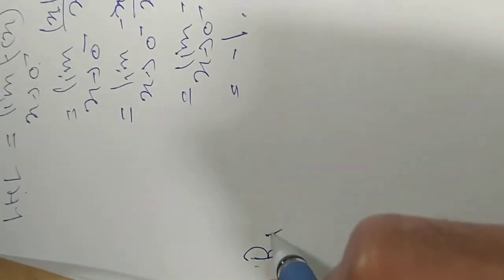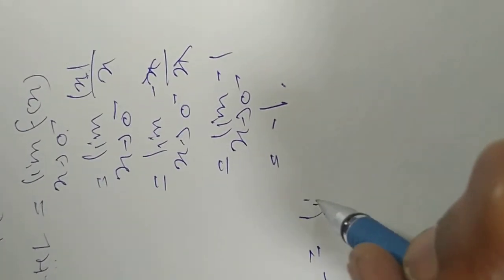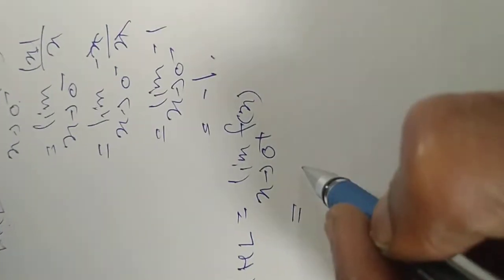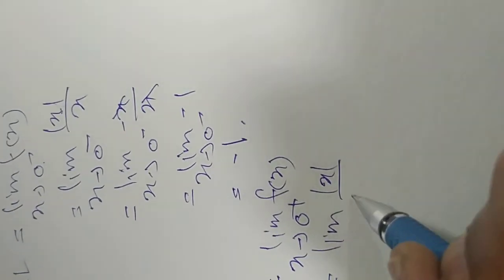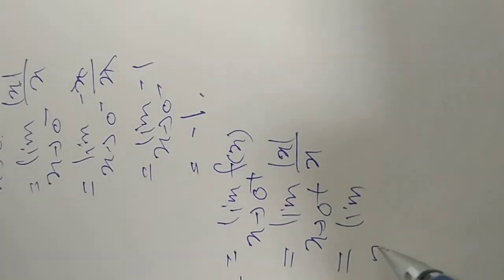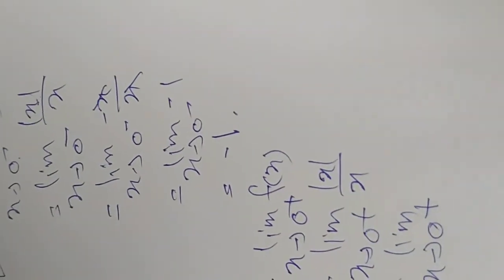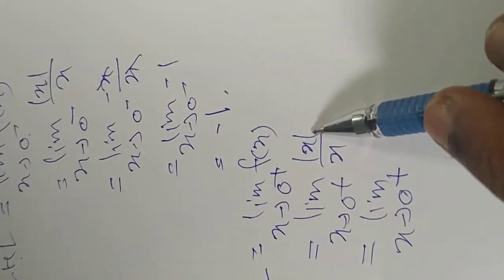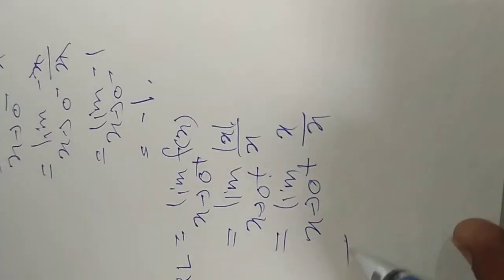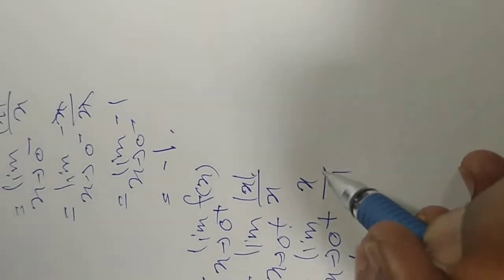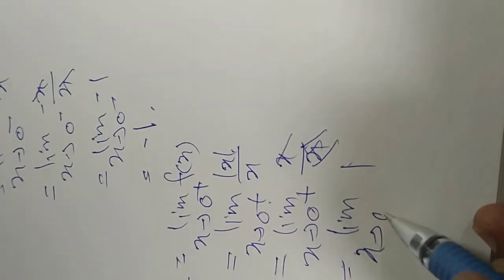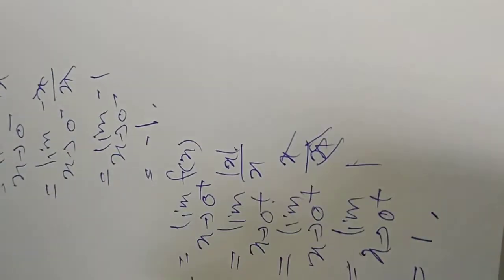Now RHL. RHL will be equal to limit of f of x as x tends to 0 plus, which is equal to limit of mod x by x as x tends to 0 plus. Now how is the function defined for mod x if x is greater than 0? It is defined by x. So x by x, and x will get cancelled here. So what is left is 1 as x tends to 0 plus, which is equal to 1. That is RHL.